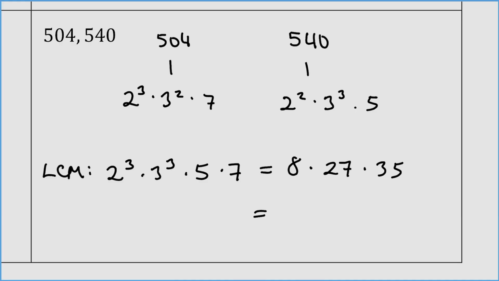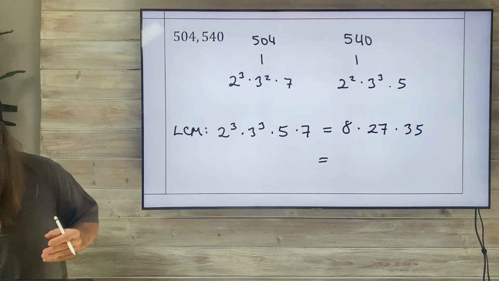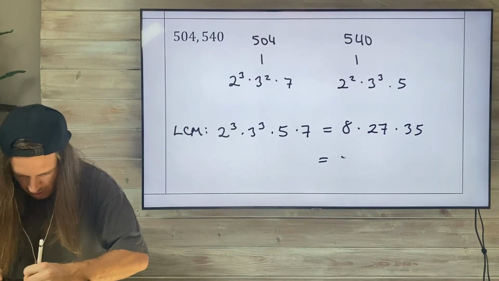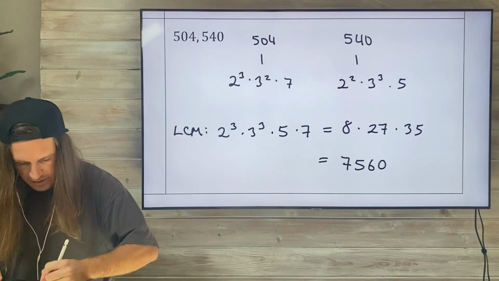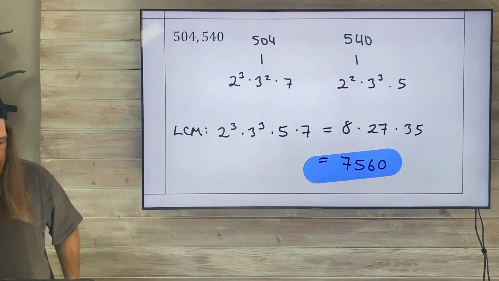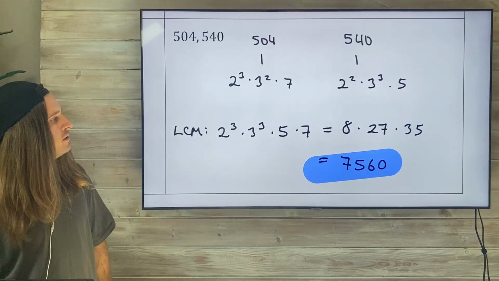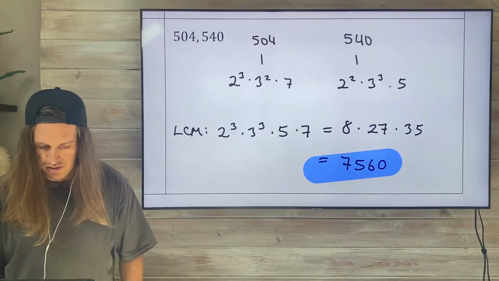Yep, I'm giving in. I am going to grab my calculator. All right, that is 7,560. So the least common multiple of 504 and 540 is 7,560. And that is how you do it using prime factorizations.